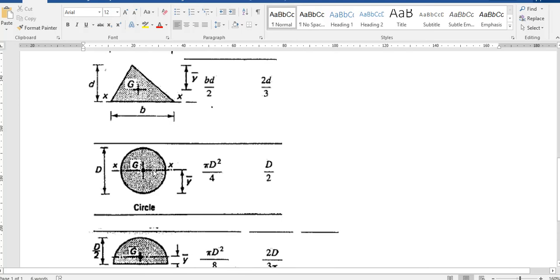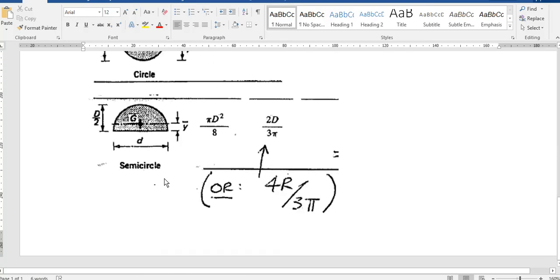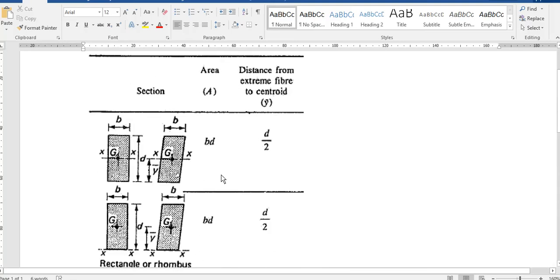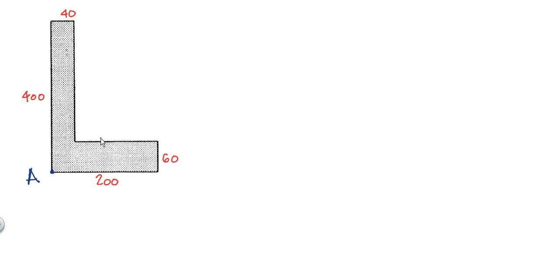Semicircle is in the center, and for a semicircle, the distance is 4r over 3 pi from the flat bit upwards. Okay, I'm going back to my note there. So people, the first thing we do is we divide this, we call it the compound section, into sections that we know. Why do we know? Because we know what that is and what that is for each of the sections there. Okay, and we want to find the centroidal position for the section here.